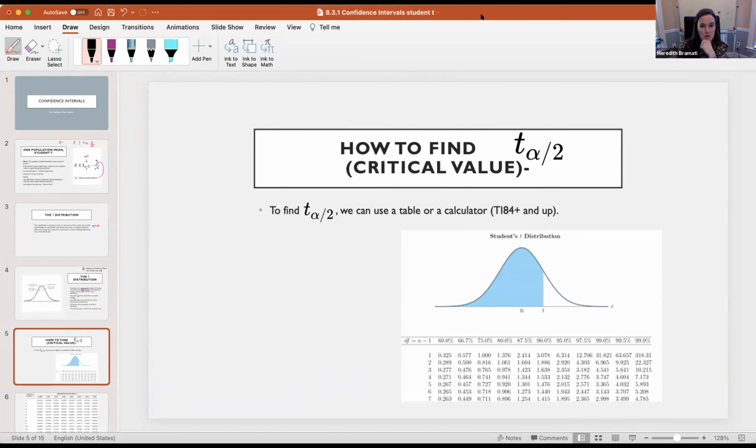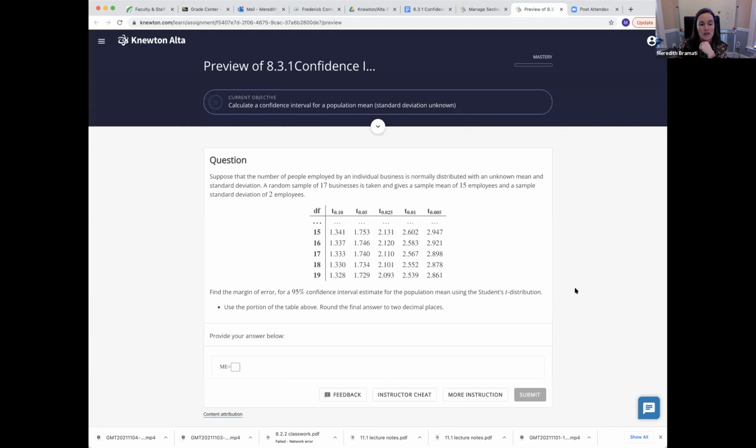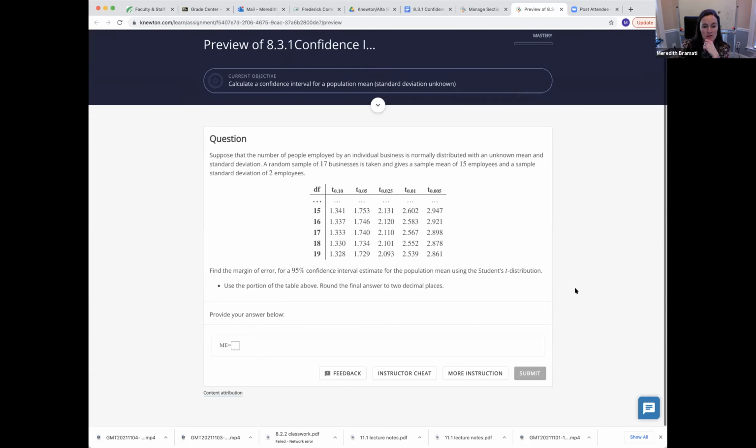So I'm going to show you now what Newton would look like for this. Okay, so here's an example problem that you would have on Newton. And they will give you the degrees of freedom chart in the center, and it would give you the margin of error for the 95% confidence interval. It gives you the confidence level of 95%, and you would have to come up with the margin of error for this. So, do you recall that if the confidence level is 95%, what is alpha?